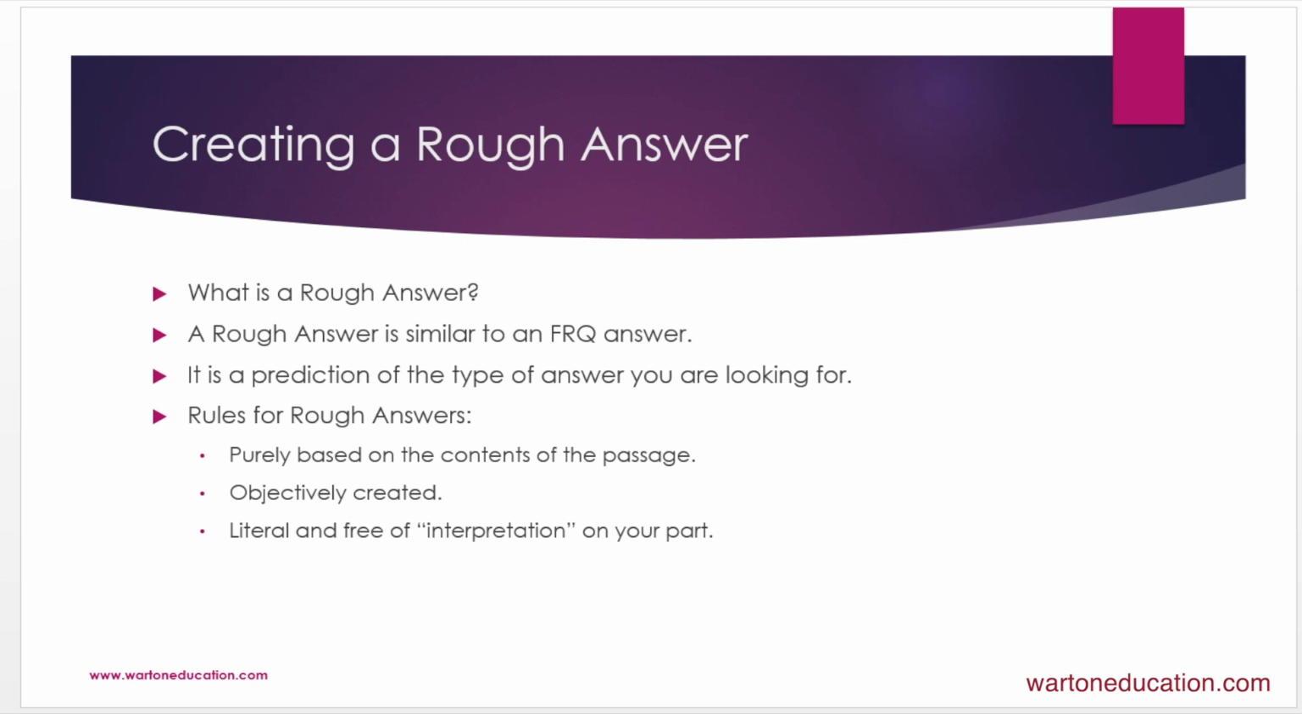Firstly, never include any information from outside of the passage in your rough answer. So for example, if a passage is about slavery in the South, don't try to recall information you learned in your US history class and use it for the rough answer. Only use information that exists in black and white in the passage, nothing more.